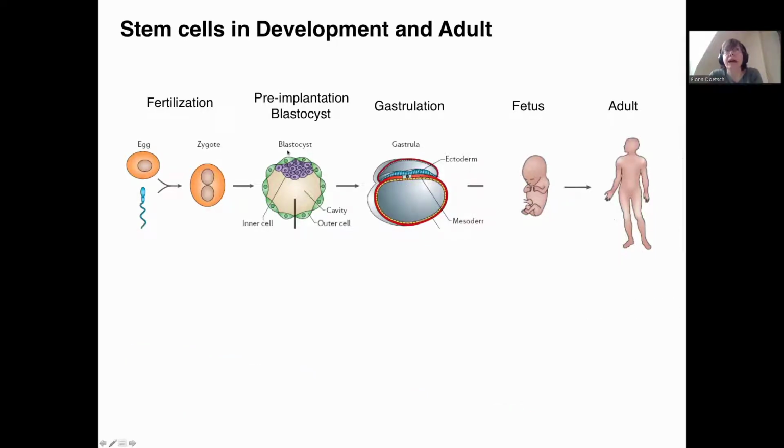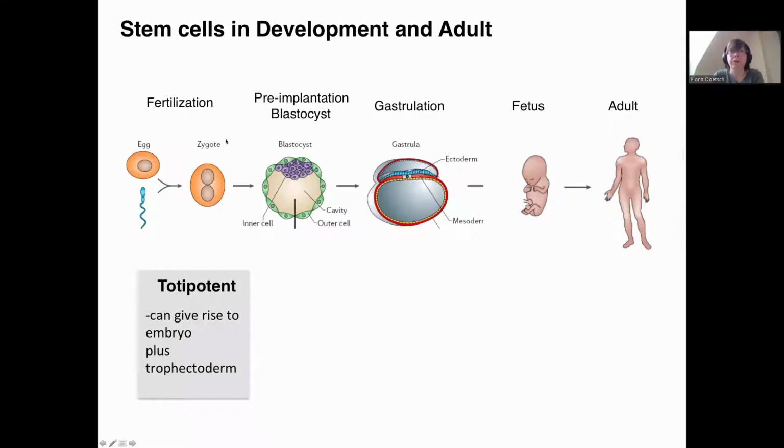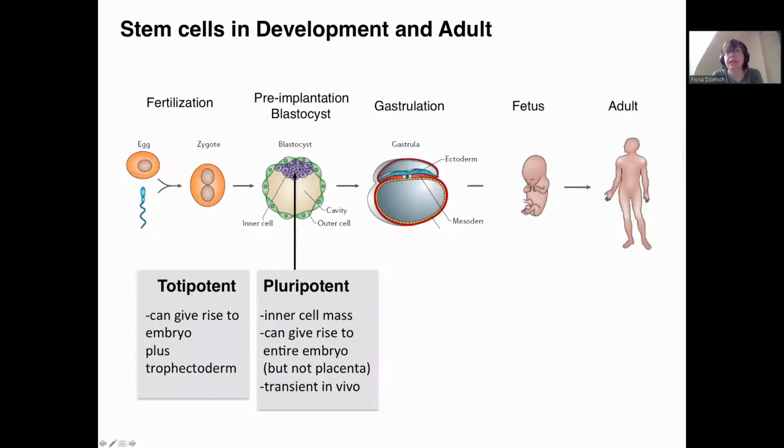Now, if we map the types of stem cells through development and adulthood, what we can see is that these earliest steps of development, the zygote stage, are totipotent. So stem cells from these stages can give rise to the embryo and the trophectoderm or placenta. Then, as you progress along, you come to the pre-implantation blastocyst. The stem cells found in the inner cell mass here are pluripotent, so they can give rise to the whole embryo. And in vivo, they're a very transient population of cells.